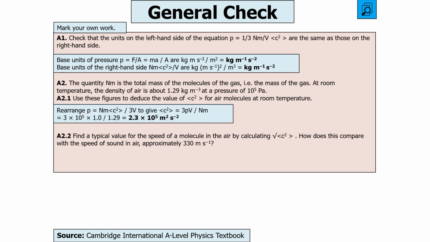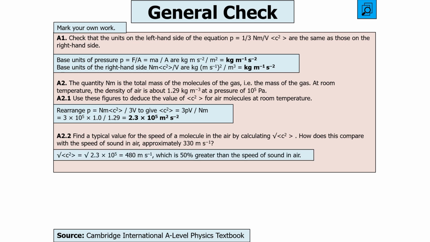In this next one, we can rearrange the equation to say P equals Nm times c squared over 3V. So therefore c squared is equal to 3PV over Nm. Pop in all the values, we can work it through. Now remember, density is mass over volume, so therefore you can link it to dividing by the density because it's going to be m over V. So therefore it's 3 times 10 to the 5 times by 1 over 1.29, 2.3 times 10 to the 5 metres squared seconds to the minus 2. Then we can work out our answer by square rooting this value to be 480 metres per second, which is about 50% greater than the speed of sound in air, 330 metres per second.